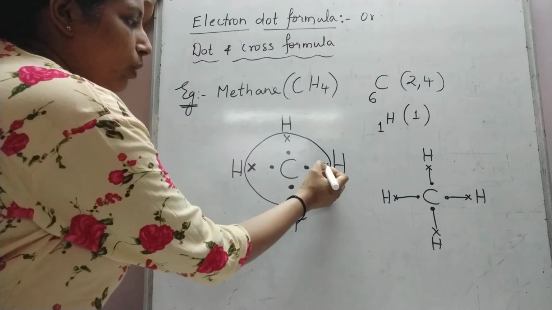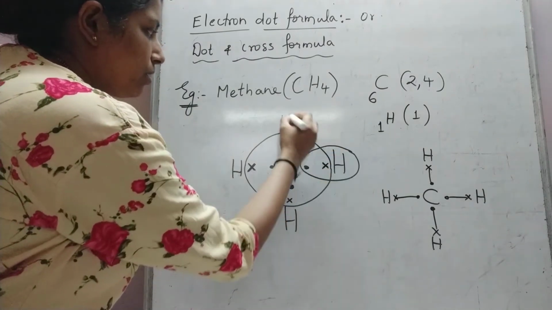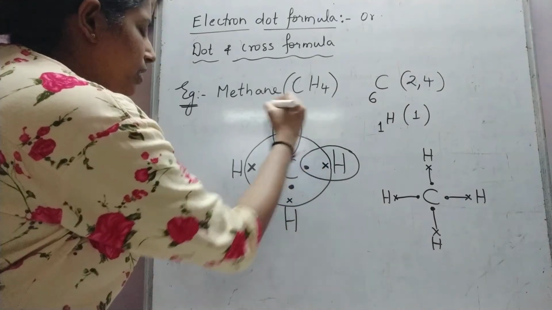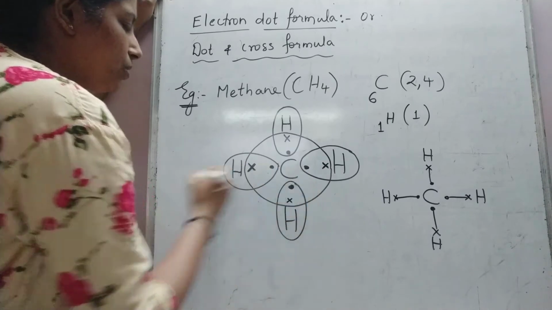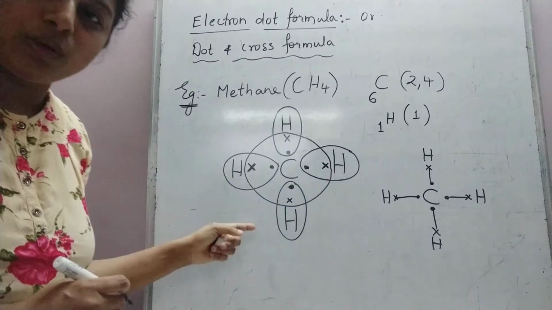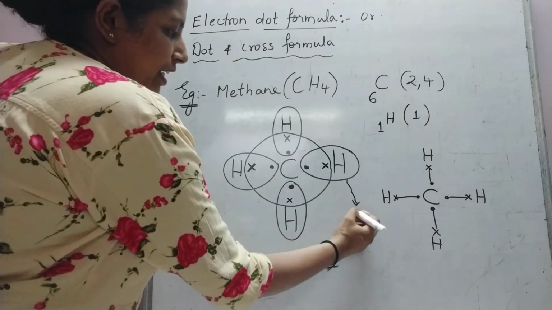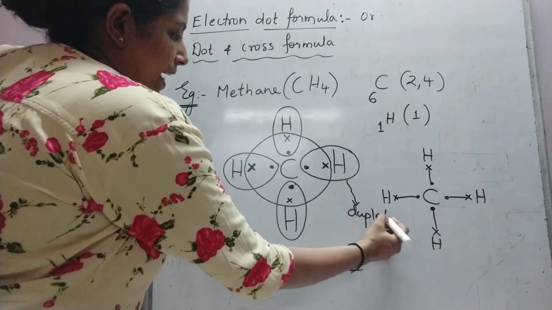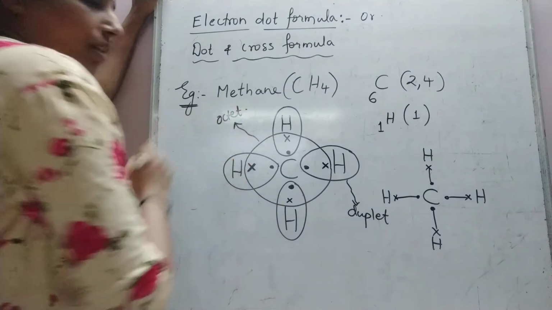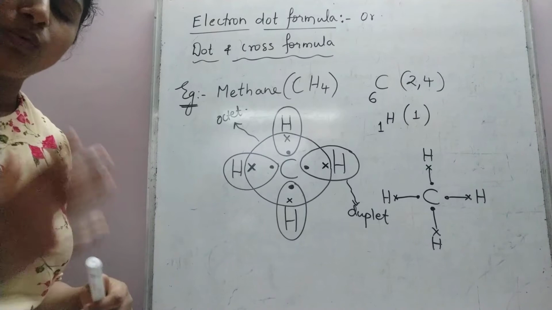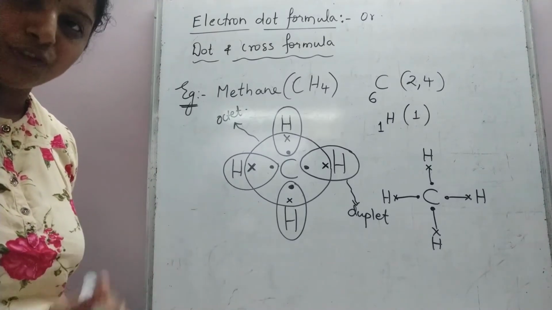Now around each hydrogen atom you can see these 2 electrons. So every hydrogen atom after bond formation has attained duplet and carbon has attained octet. So this is how we show electron dot formula or dot and cross formula.